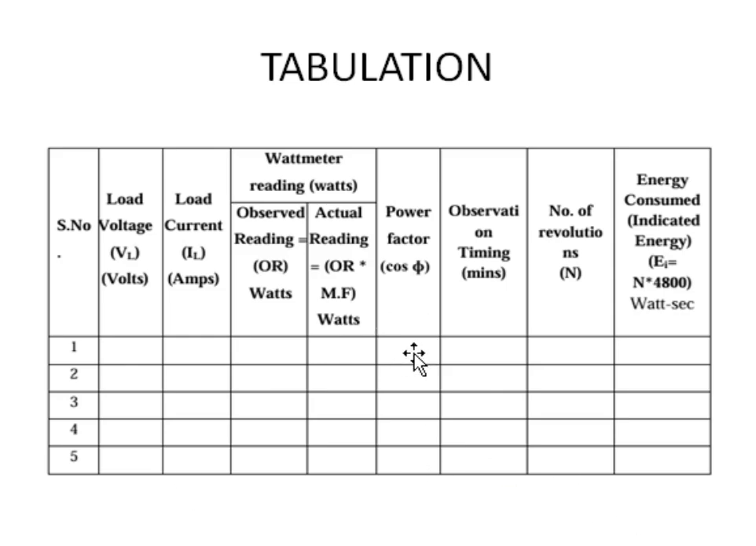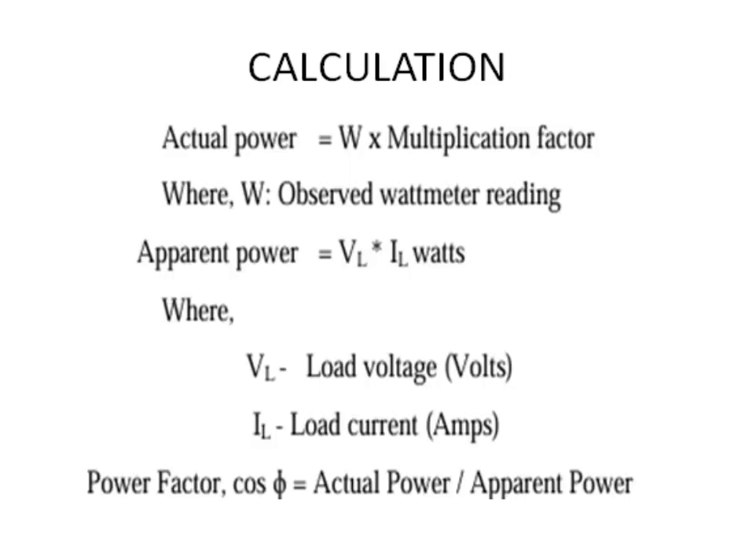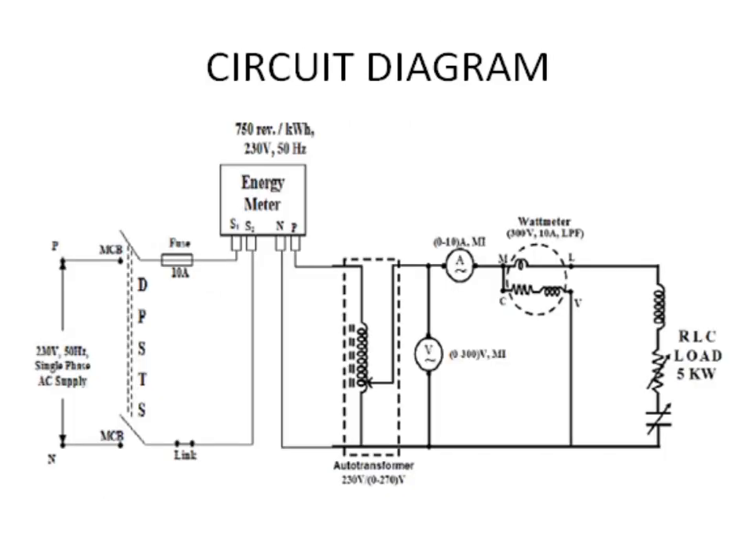The power factor value should not be more than 1. If the value is more than 1, then your readings are wrong. All the power factor values will be less than 1. So these are all the calculations and circuit explanations for this experiment. Okay, thank you.